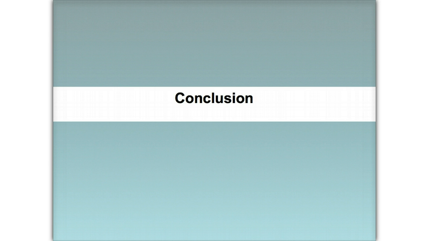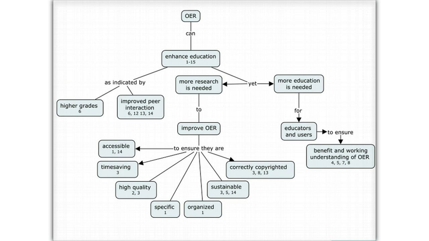Conclusions. The prominent theme of the 15 studies is that open educational resources are important to enhancing education. For example, Gill et al. established that the students in their OER blog study received higher grades than those in previous years that did not use OER. As well, Totenel concluded that social networking OER can benefit students in terms of peer interaction.